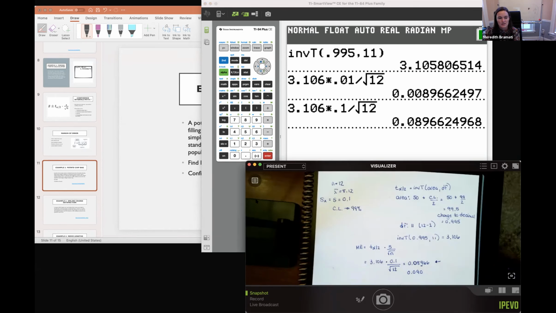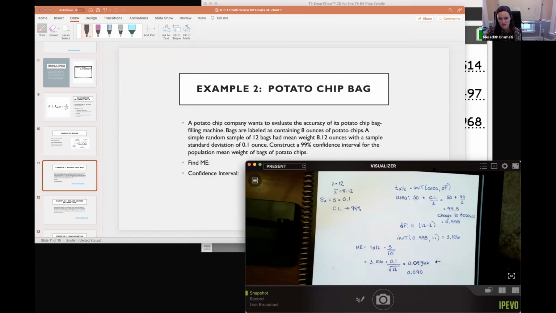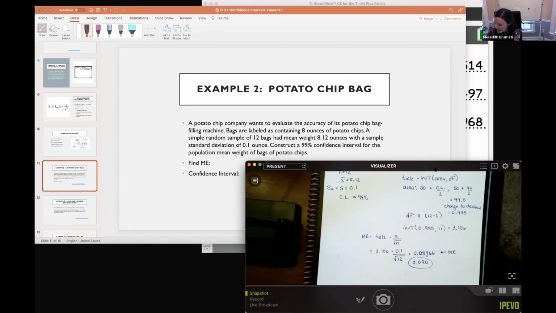Okay. I like to put the parentheses to feel safe, just in case. Yeah, that's fine. Whatever your comfort level is. So this is the margin of error. So if I was doing my problem, this would be my first answer. The margin of error would be this. Then I would continue.